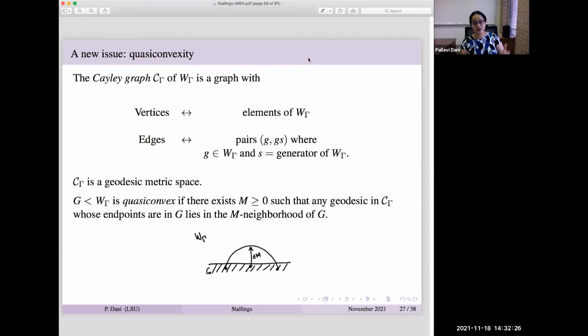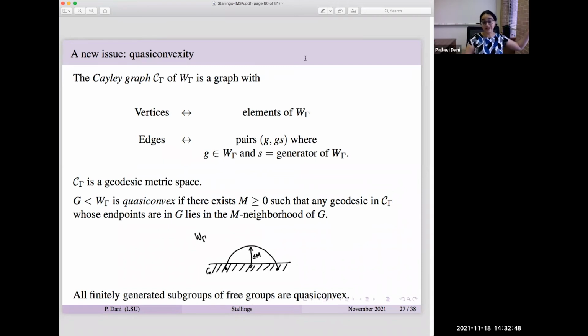And as you can imagine, quasi-convexity is a very useful property in geometric group theory. So it's nice to know whether a particular subgroup that you are interested in is quasi-convex or not. In the free group, this doesn't arise because all finitely generated subgroups of the free group are necessarily quasi-convex. So that's why I didn't mention this before when I was talking about free groups.